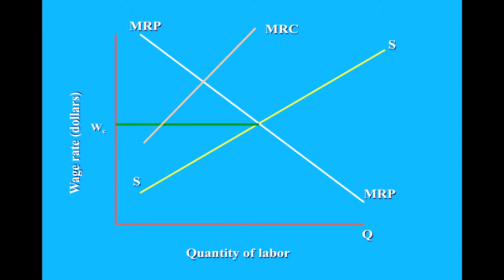Applying our MRP equals MRC profit maximizing rule, we find that equilibrium occurs at a wage of W sub M and a quantity of Q sub M. More importantly, we find that both wages and the level of employment are less under monopsony than in a perfectly competitive labor market. From this result, you can perhaps see why so-called company towns have been accused of exploiting their workforce.